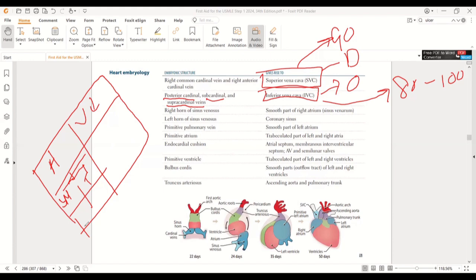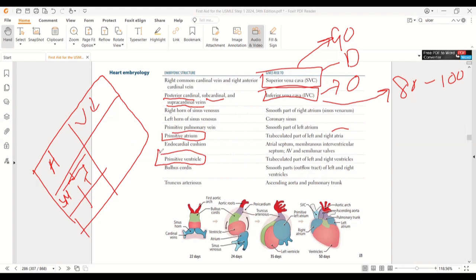Okay, so one is the right horn of the sinus venosus, and next is the bulbus cordis. Bulbus cordis gives rise to the ventricular outflow tract. It's not the atria. Okay, so the trabeculated part always derives from the primitive structure. Like if you are talking about the atria, so the primitive atria, right? If you're talking about the trabecular part of the ventricle, it's the primitive ventricle, right?